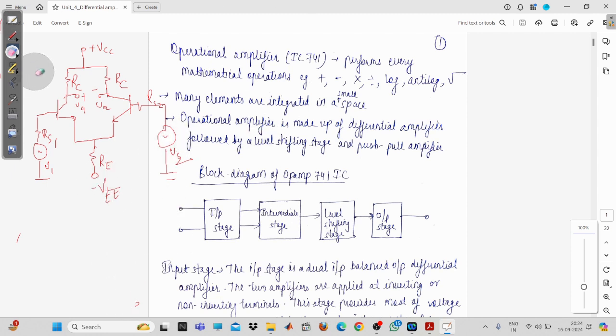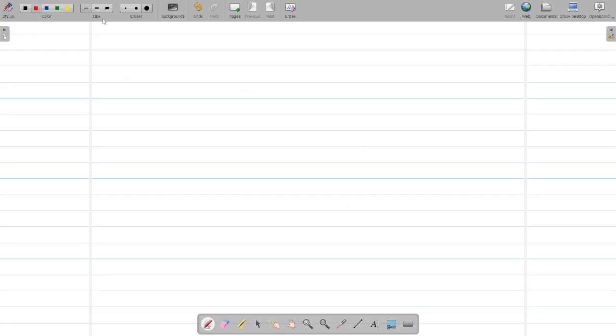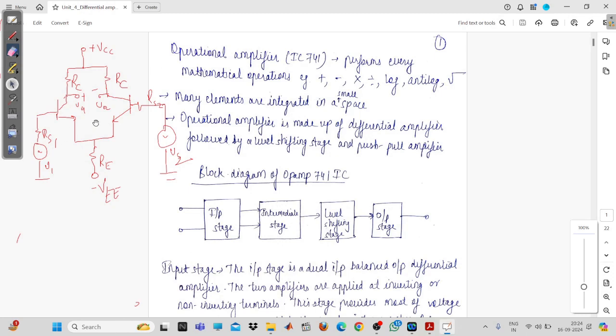Unbalanced output means that you won't be taking the output from one of the collector terminals. So I think this one we can rub out. Now you can see that you have taken one terminal at the collector and the second one will be at the ground. It means that you are measuring the voltage with respect to ground.